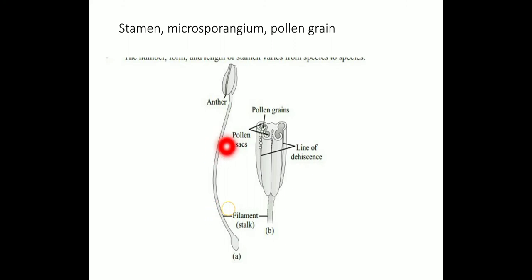When this anther is studied, as it is bilobed, in each lobe there is the presence of two pollen sacs or microsporangia. This side too, this side too. So a typical angiospermic anther is said to be tetrasporangiate. There is a presence of four microsporangia or four pollen sacs. At maturity, these pollen sacs are filled with the pollen grains.